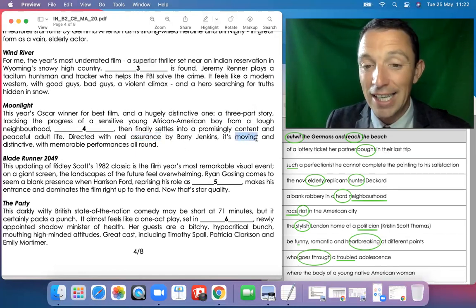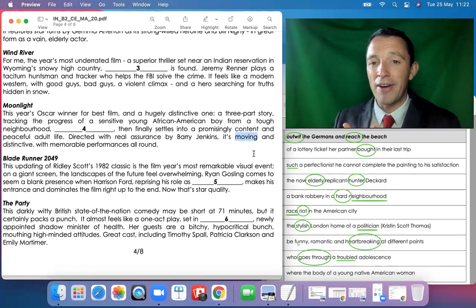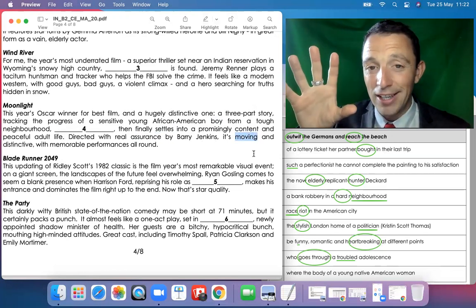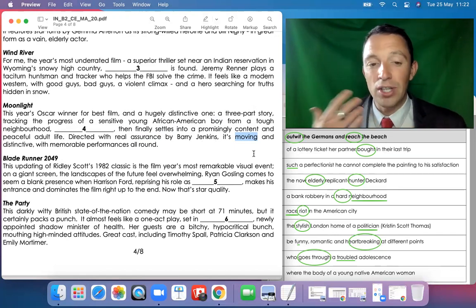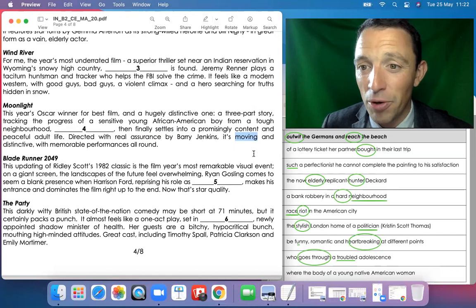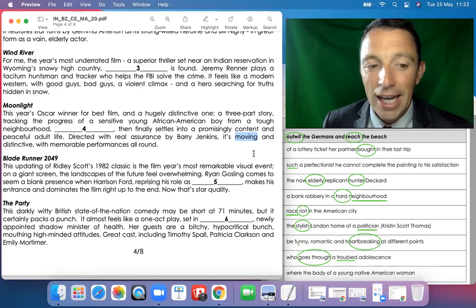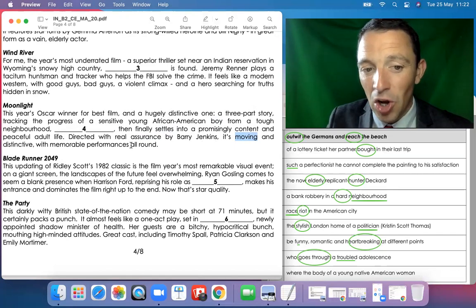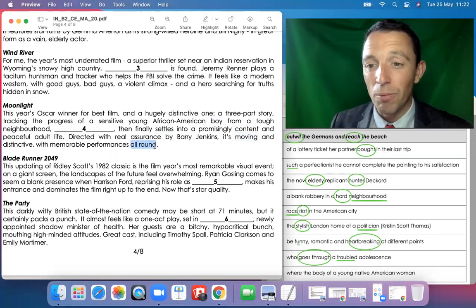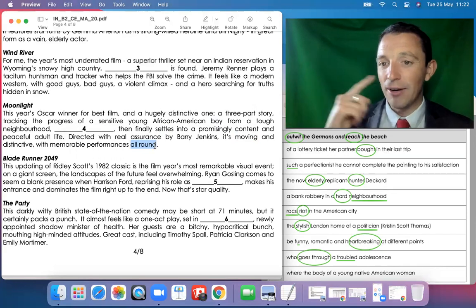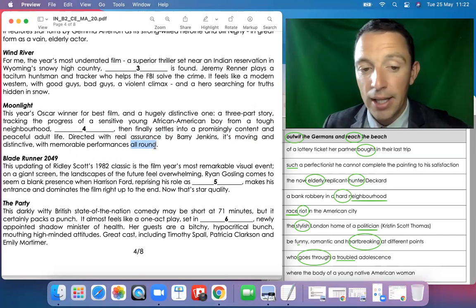It's moving and distinctive. So if something is moving, it's very, very emotional. So the movie was very moving, and it means emotionally you are moving. So there's a big impact from the movie. Okay, and that's it. And memorable performance all around. The significance is everybody has a very good performance all around. Every person all around. Okay, so that's good as well.